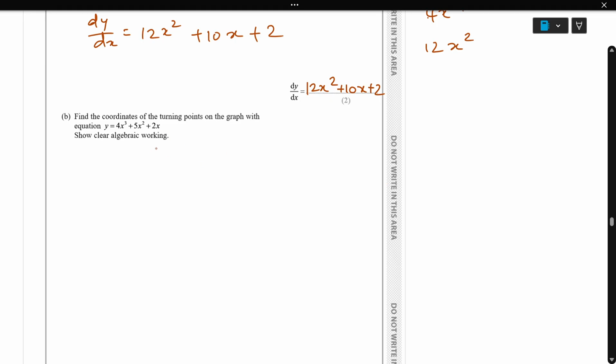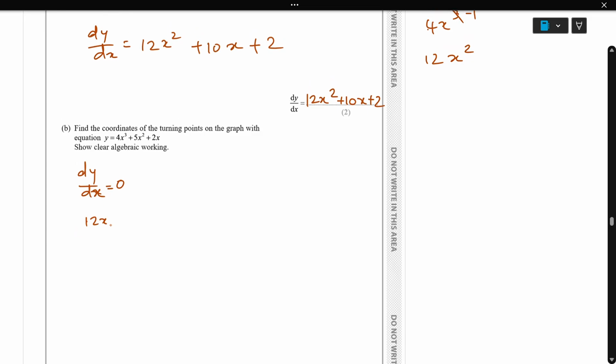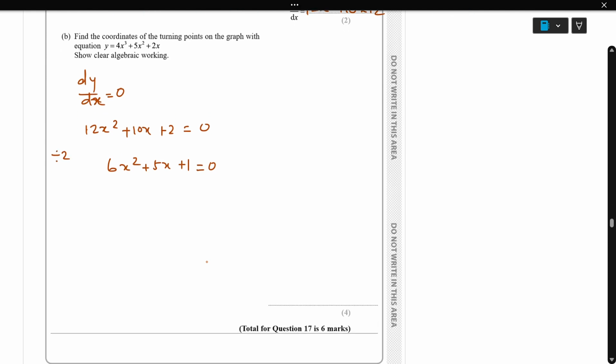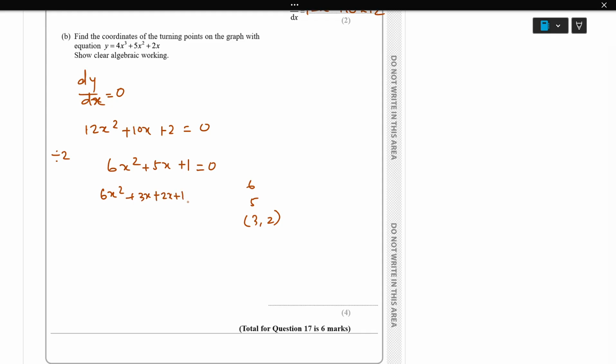Next, find the coordinates of the turning points of the graph. For turning points, we set dy by dx equal to 0. dy by dx we already have: 12x squared plus 10x plus 2 equal to 0. We can divide the entire equation by 2 because it's a common factor, so 6x squared plus 5x plus 1 equal to 0. Now factorize. Multiply to get 6, add to get 5, which is 3 and 2. So expand: 6x squared plus 3x plus 2x plus 1 equal to 0.